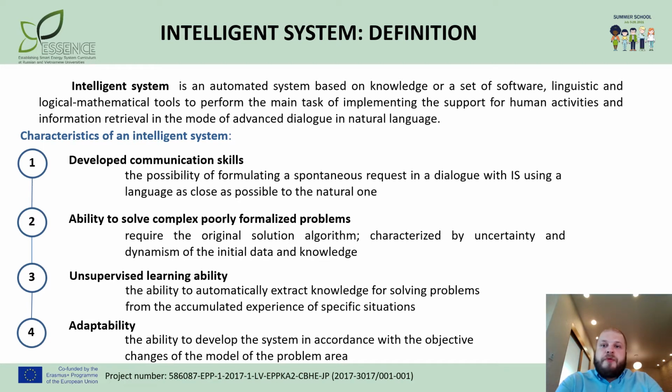Now let's formulate the definition of the intelligent system. What is it? An intelligent system is an automated system based on knowledge, or a set of software, linguistic, and mathematical tools to perform the main task of supporting human activities. If we specify the major characteristics of the intelligent system, first of all, intelligent systems have developed communication skills. So it is possible, for example, to formulate a spontaneous request in the form of a dialogue in natural language and to get feedback.